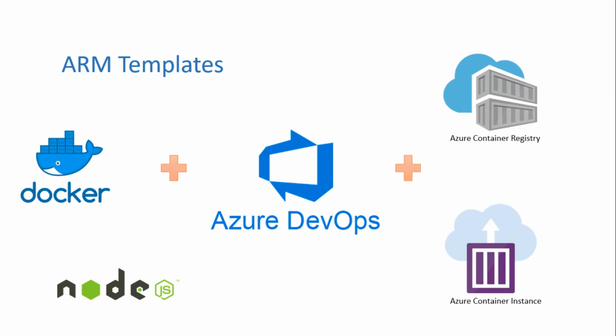Welcome to the session. In this video, we will see how to create an Azure Container Registry and a container instance using ARM templates and Azure DevOps. And then, we will create a Node.js Docker image and push it to the Azure Container Instance. I will give you a brief description about the video.